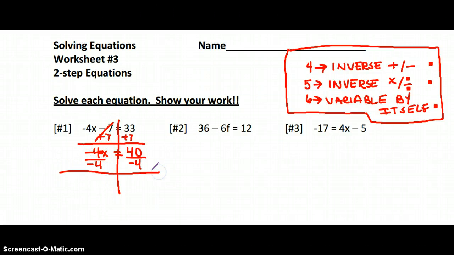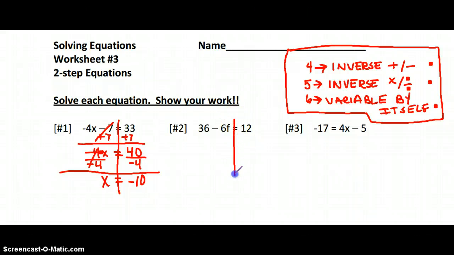Draw my equals line so I can finish it up pretty. X comes down by itself. Those 4's went away. 40 divided by negative 4, negative 10. Use that calculator to get those signs right on these problems.